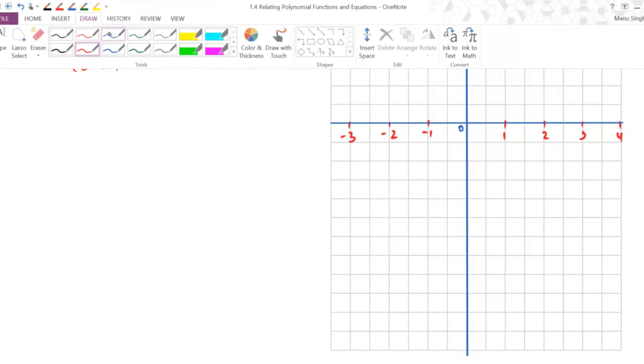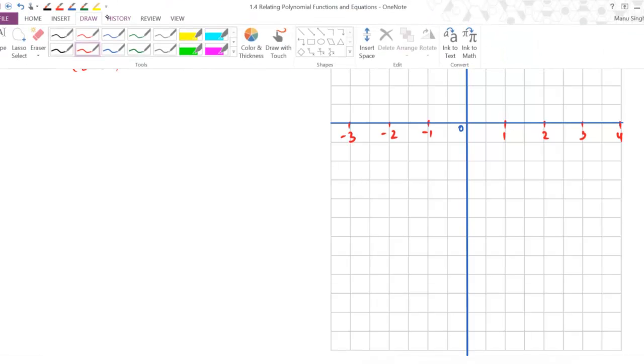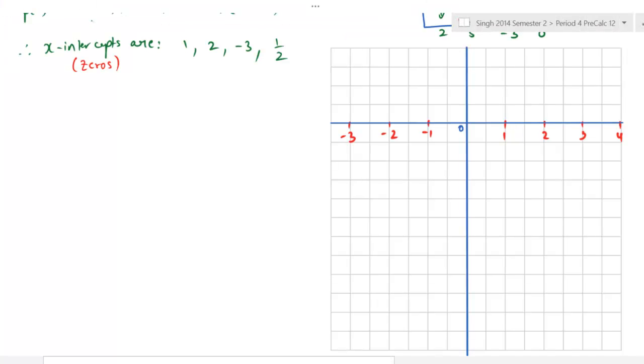That's all. Now when I go ahead and create the dots, let me use a different color here. I will get my zeros at x equals 1, x equals 2, x equals -3, and x equals positive a half right here. Those are my zeros that I'm going to be working with. 4 zeros. I know it's a quartic function, so I know it's going to be a W-shaped function, either opening upwards or it's going to be opening downwards.